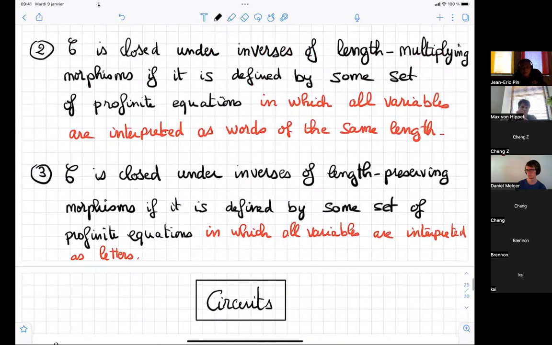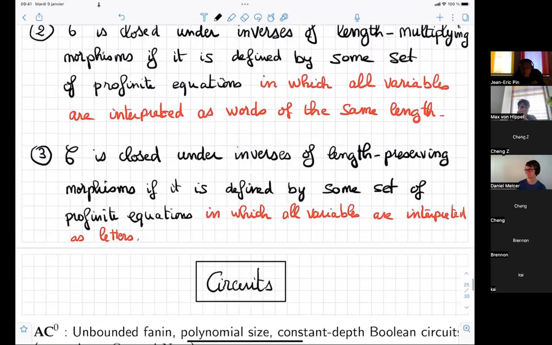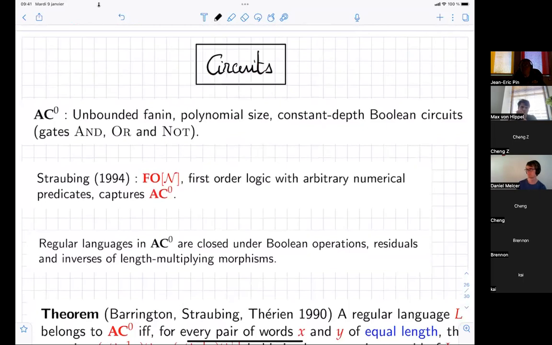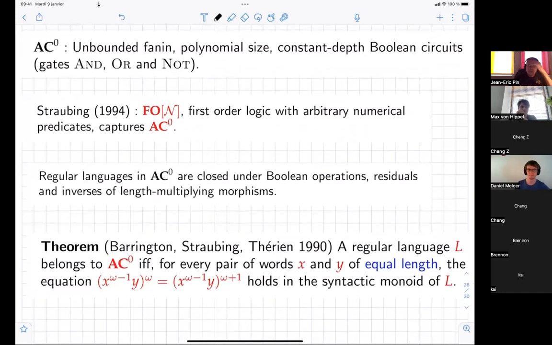In order to illustrate the second case, I would like to go a little bit far from this lecture in talking about circuits, Boolean circuits. You don't need to know anything. Maybe you have heard of AC0 as a term. This is a class of Boolean circuits. It has a nice logical characterization as well. I don't want to go into that. But the interesting point is that I'm looking at the regular languages in this class. And these languages are closed under Boolean operations, residuals, and inverse of length-multiplying morphism.